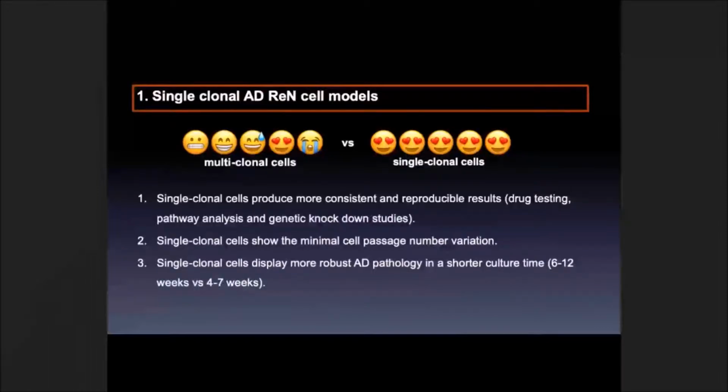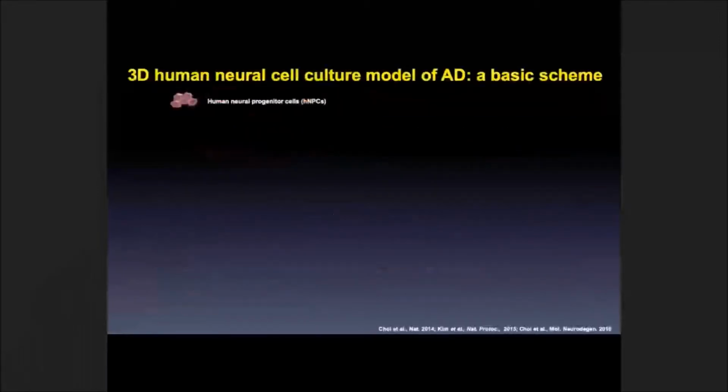And also, the tau number, I can show you later, there's a huge problem with the tau number discussion. And the most important thing is that this single clone, in our observation, can accelerate pathological change. When you have a mixed culture, it generally takes 6 weeks to get plaques and 12 weeks to get tangles. But with the single clone line, you can get plaques in 4 weeks, and 7 weeks is enough to get robust tangle pathology. It seems like this is not very important, but in terms of drug screening and other models, this is a really big difference.